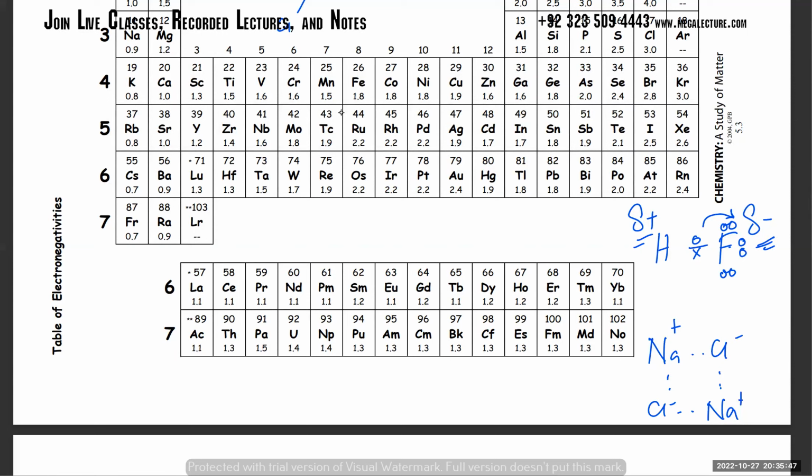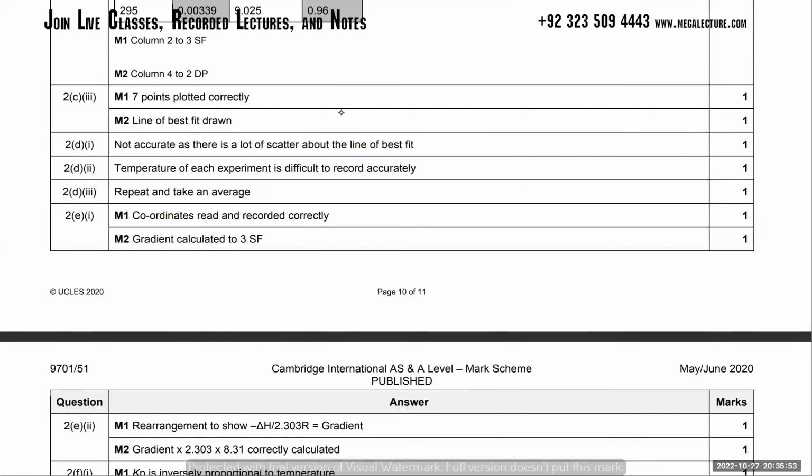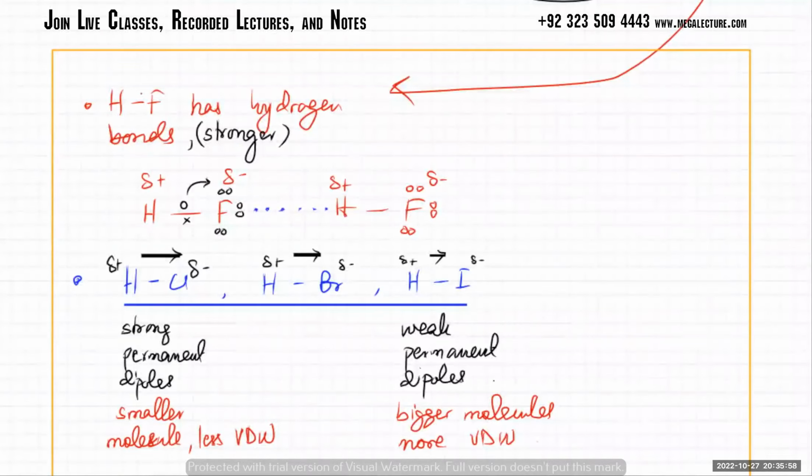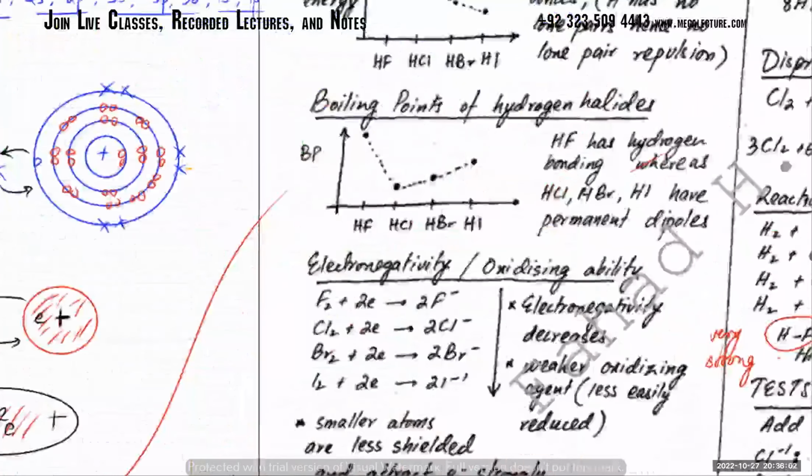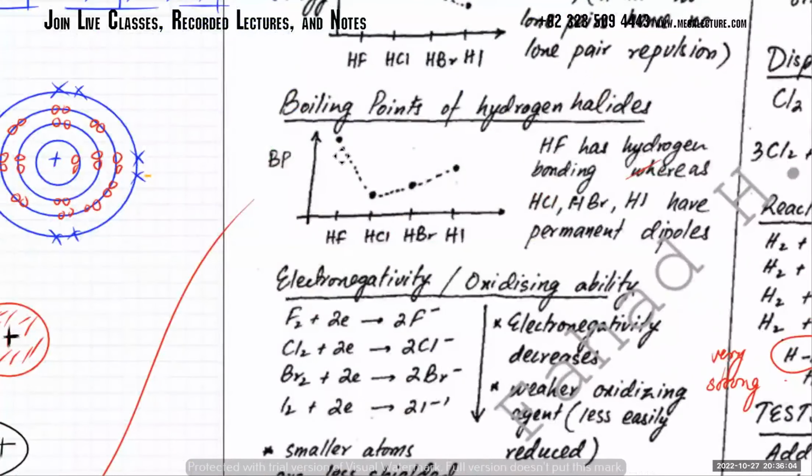Okay, sir. So which is why, over here, you can see that HF is the one that has a very, very high boiling point. Okay, is this clear? Yes, sir.